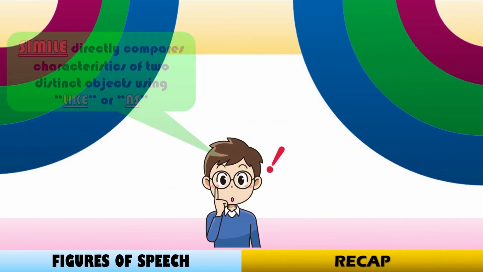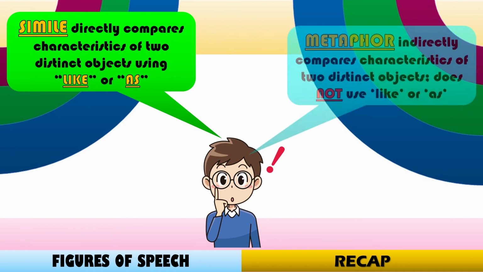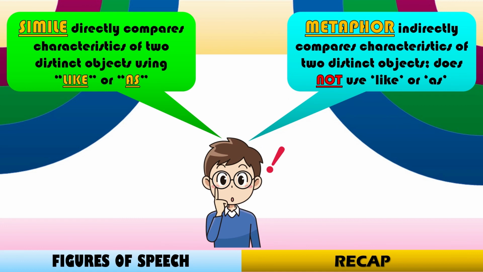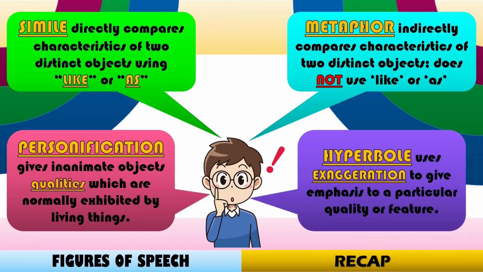To recap, a simile directly compares characteristics of two distinct objects using like or as, while a metaphor indirectly compares characteristics of two distinct objects, and unlike simile, it does not use like or as. Personification gives inanimate objects qualities which are normally exhibited by living things, and hyperbole uses exaggeration to give emphasis to a particular quality or feature.